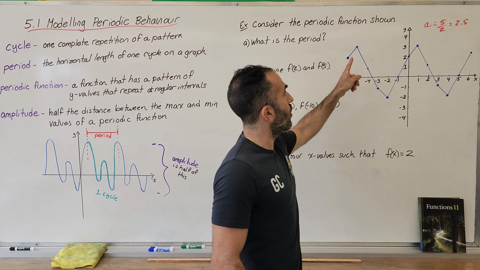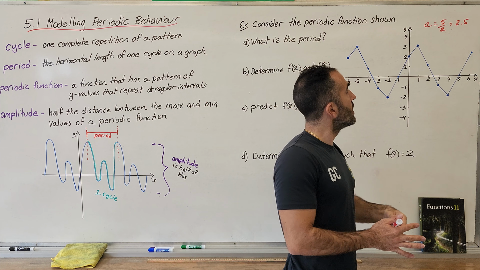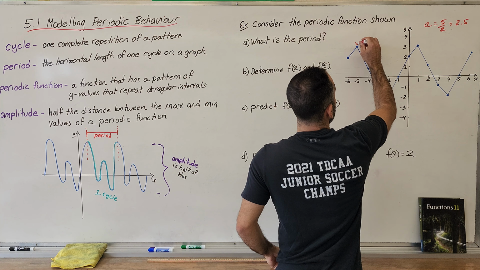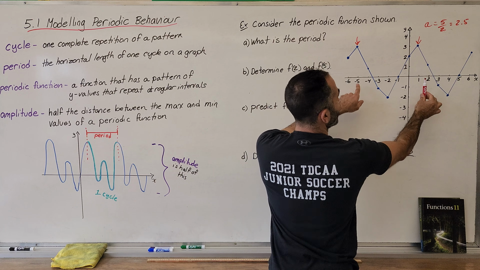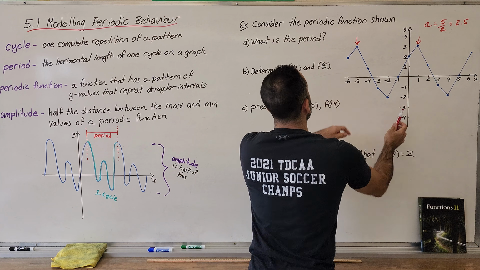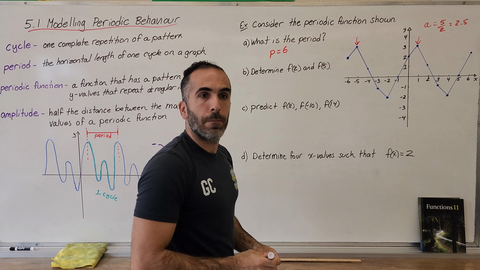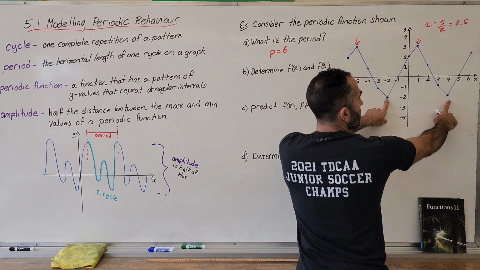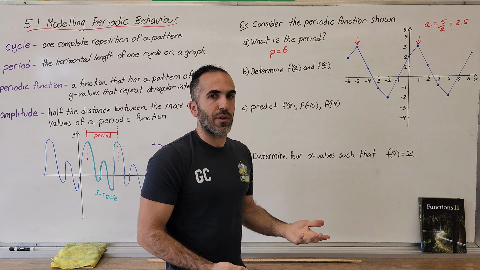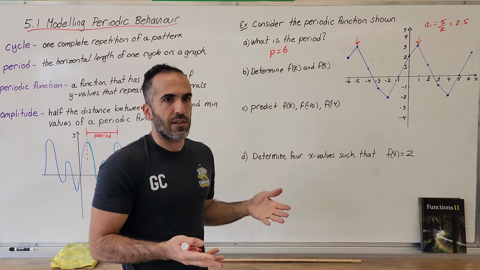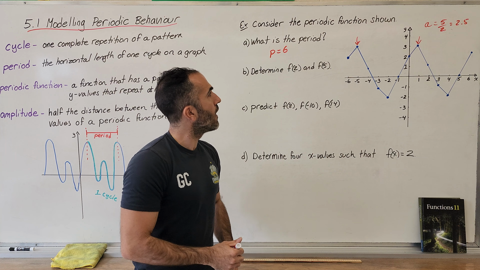The easiest ones are always the highest points or the lowest points, because they're very, very visual. So I can pick from here to here, and I can analyze the distance of these points. Well, they're 6 apart, therefore the period is 6. Now, if I pick these ones, from -2 to 4, it's still 6. So it doesn't matter which points I pick, just pick the ones that are most visual to you and look at the distance between them horizontally.